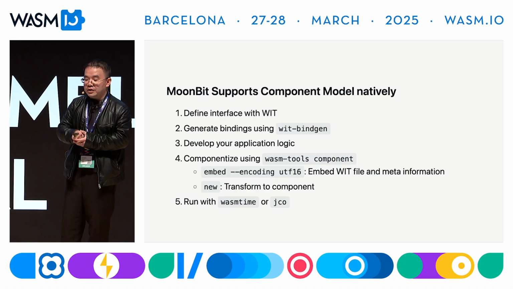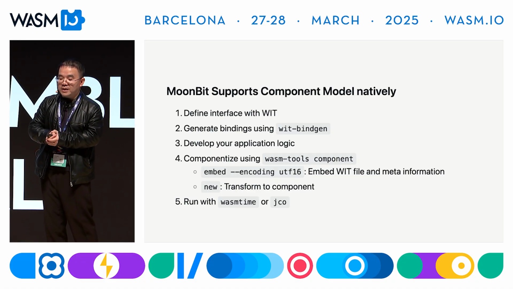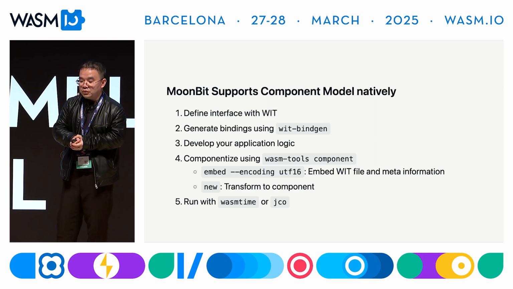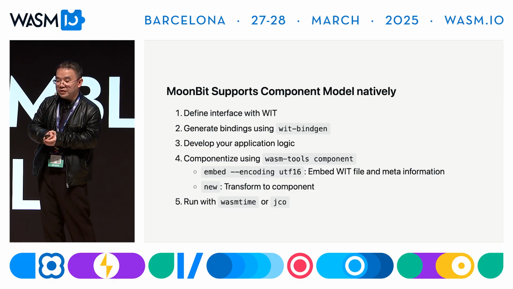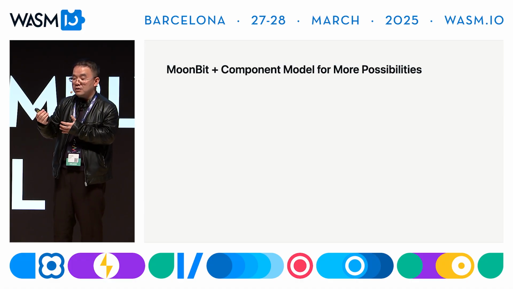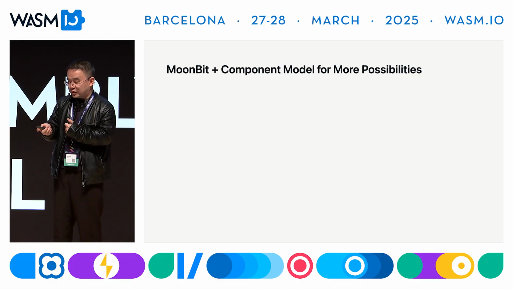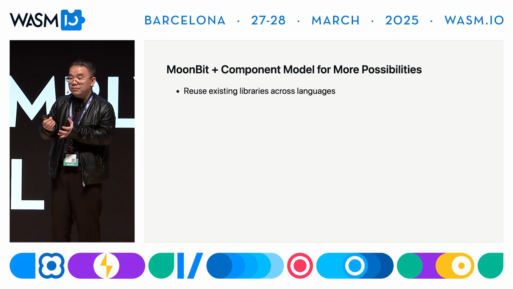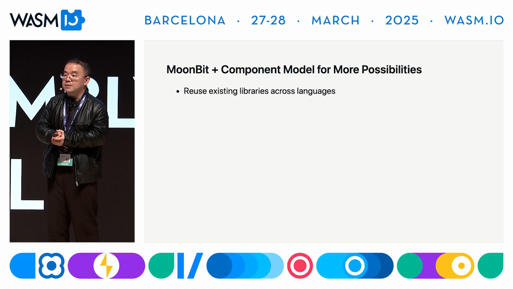So how does it work? We define the interface using the WebAssembly interface types. Then we generate bindings with wit-bindgen. And then you write your application logic. Then we use our Wasm tools, like we mentioned in the morning, and compose them together along with Wasmtime or JCO. Because of the component model, we get language-agnostic composition, so we can reuse existing libraries between different languages. We can use MoonBit essentially with any language which supports the WebAssembly component model.